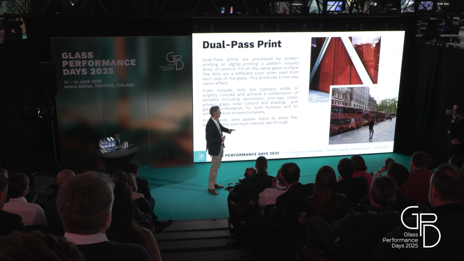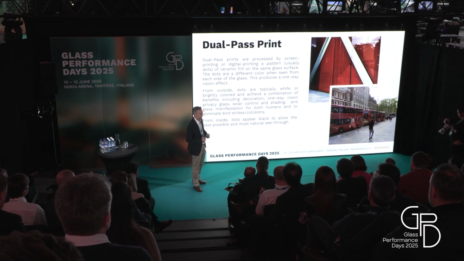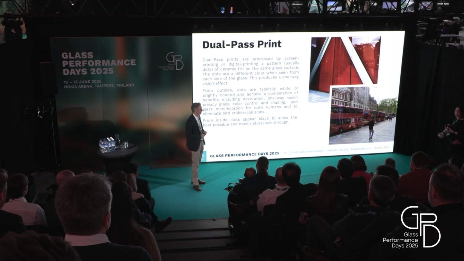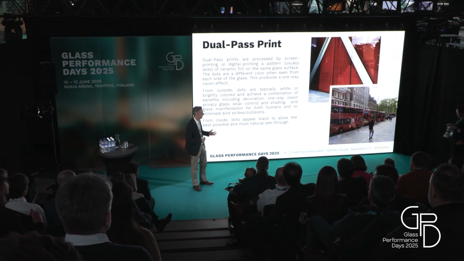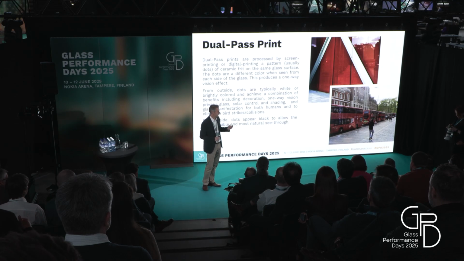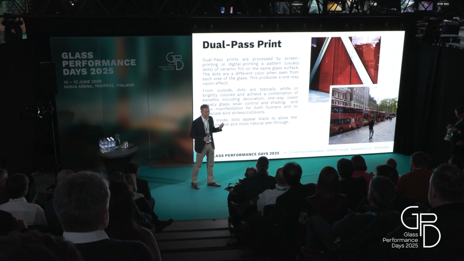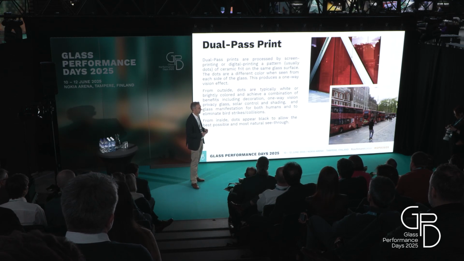So basically, when I'm printing this with two different colors overlaid, if I'm standing inside of the building, I am able to look outside because the darker color is less perceived by the human eye than compared to a lighter color.